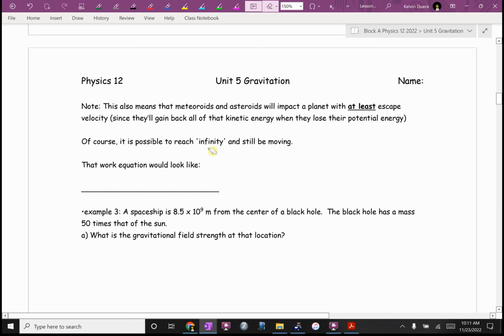Of course, it's also possible to reach infinity and still be moving. That conservation of energy equation would look like this: KE initial plus PE initial equals KE final. PE final would still be 0 because you're out at infinity.